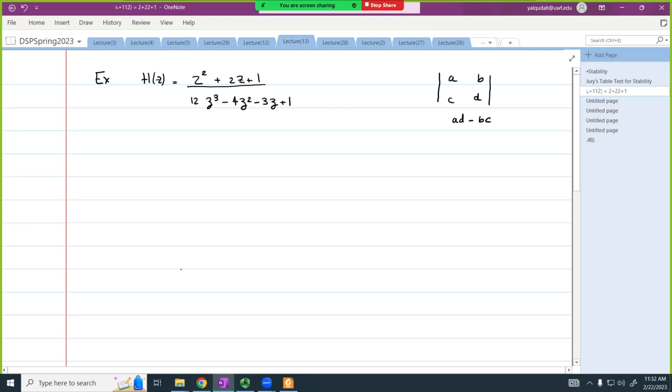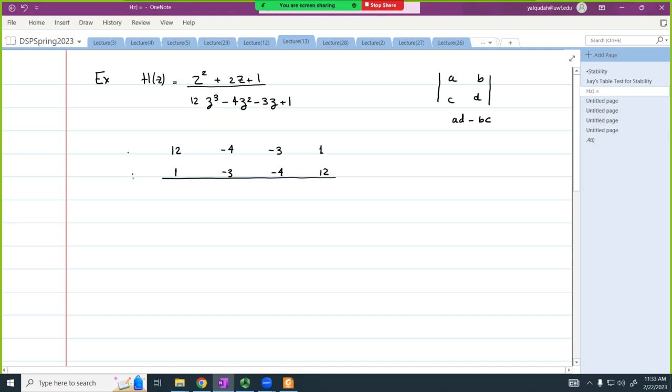Okay. So we're going to determine whether this system is stable or not. The first step, according to the steps that we laid down, we start with line number 1. We write the coefficients. We have the polynomial in descending order, so it's already ready. We write the coefficients 12, minus 4, minus 3, and 1. What is the next step? Reverse them. So we have 1, negative 3, negative 4, and 12. We write a line here.